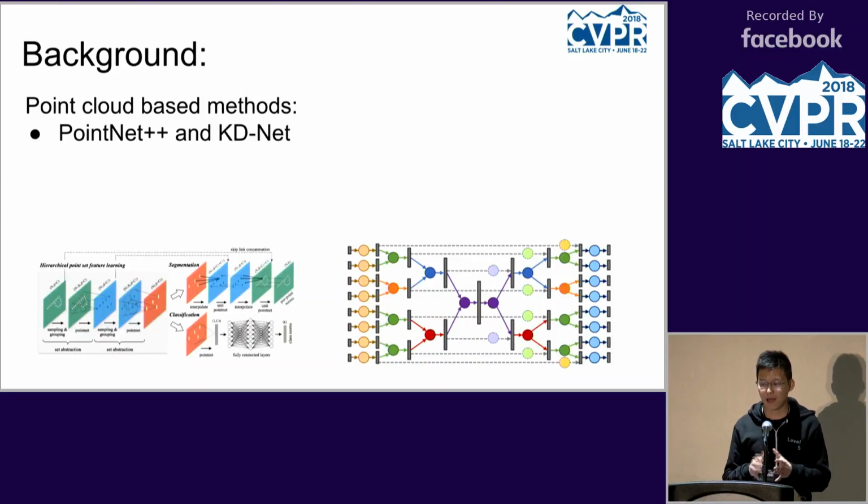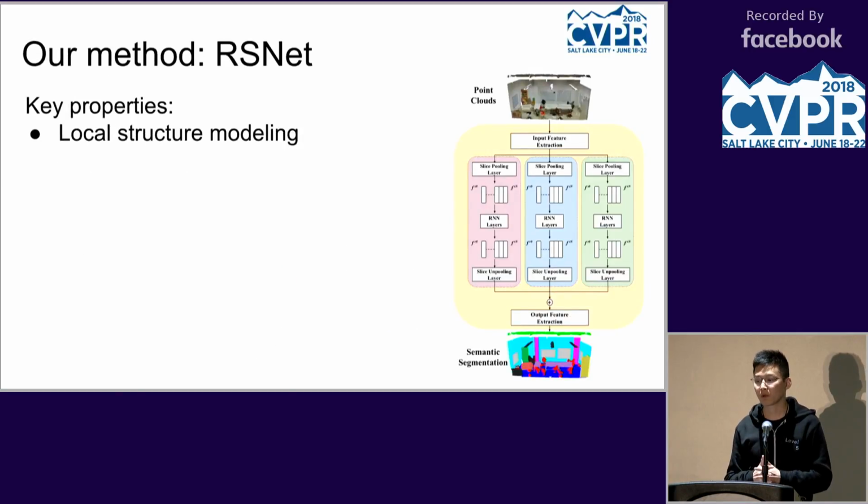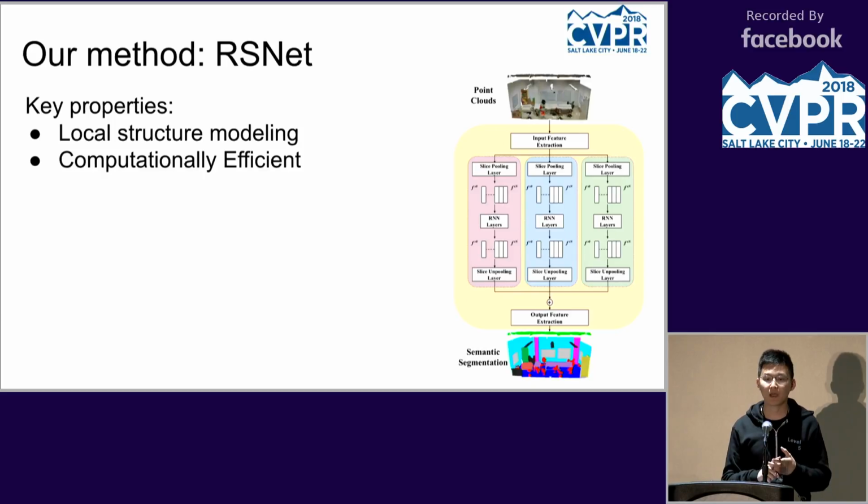In PointNet++ and KDNet, they do have some kind of local structure modeling in their methods. However, they require too much computation to do that. This makes their algorithms much slower. So in this paper, we are presenting RSNet. RSNet supports local structure modeling, and more importantly, it's computationally efficient. That means we can apply RSNet in real-time applications, and I'm going to show that later.